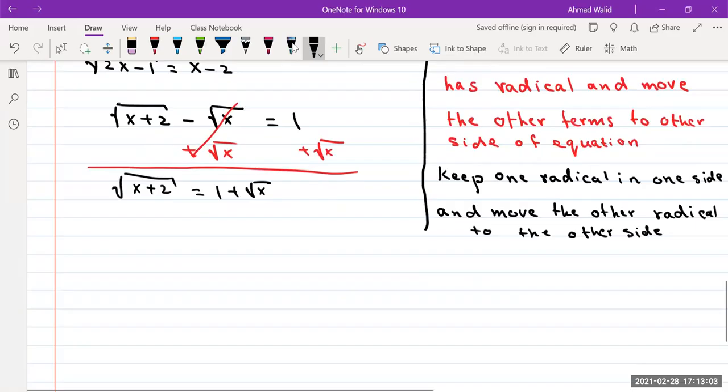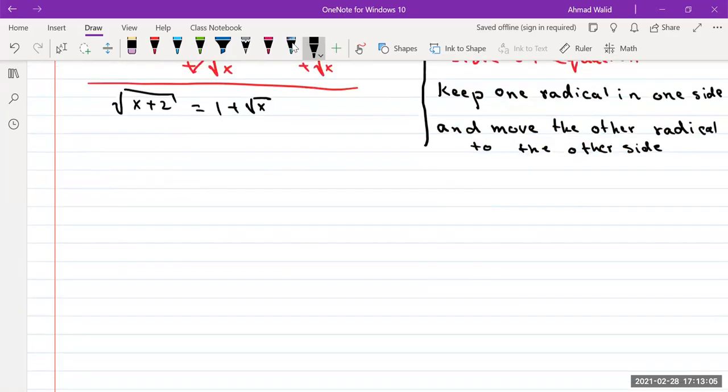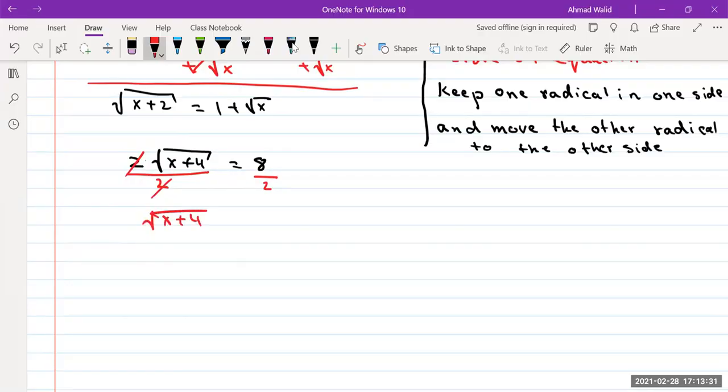I give you another example also. 2 radical x plus 4 equals 8. In this example, you have to divide both sides by 2 first, because you want to isolate only your radical on one side, correct? These two cancel out. Square root of x plus 4 equals 4. That is your step 1.